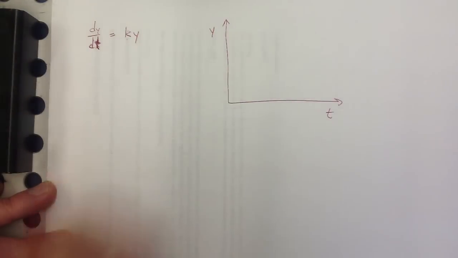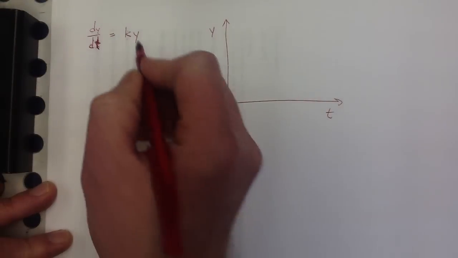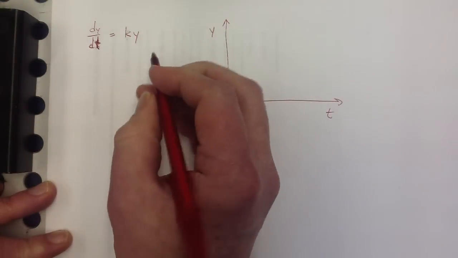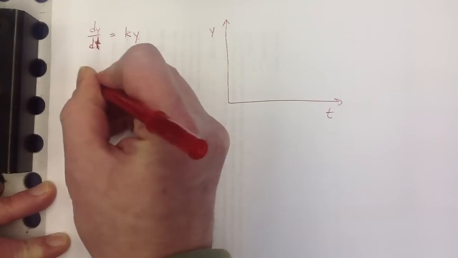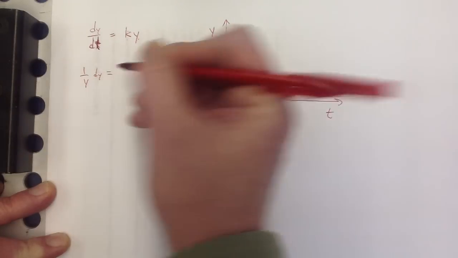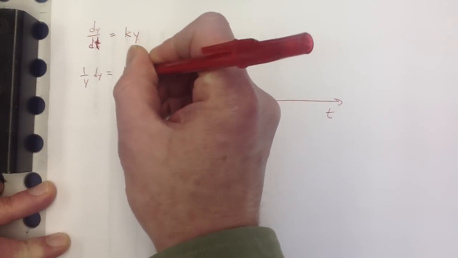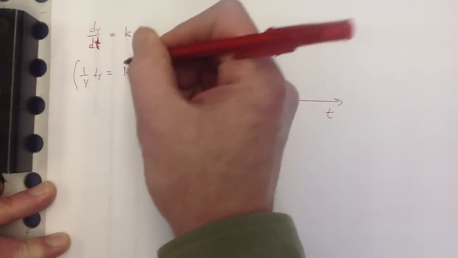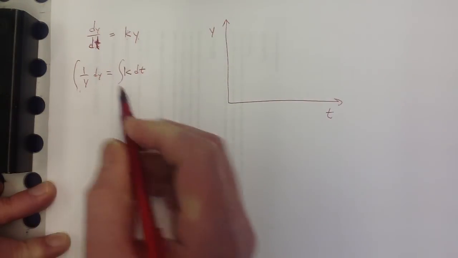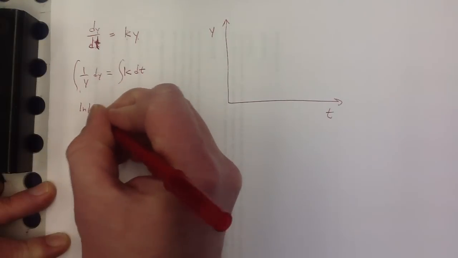We have talked about this in class before, but let's just go ahead and solve this and see where it leads us. So separating variables, getting the 1 over y over here, dy is equal to, I'm going to leave the k over here, k dt, and then integrate both sides. The antiderivative of 1 over y is natural log y.